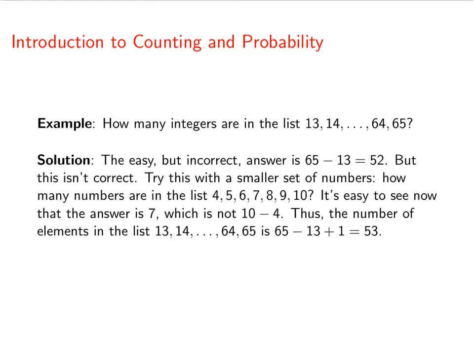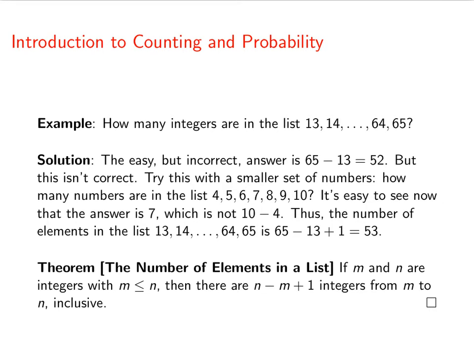Now let's go back to our original problem of counting the numbers in the list 13 up through 65. Well, we just do 65 minus 13, but then we have to add back 1, so we get 53. So this gives us a theorem. The number of elements in a list from m to n, well, you'll get n minus m plus 1 integers. And that's counting the number of numbers between m and n inclusive.